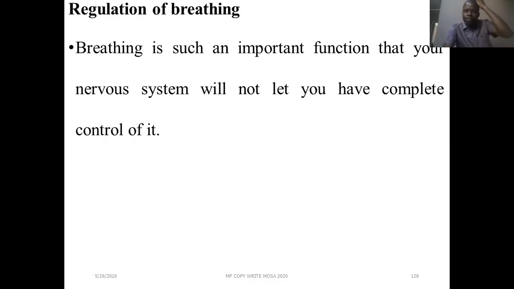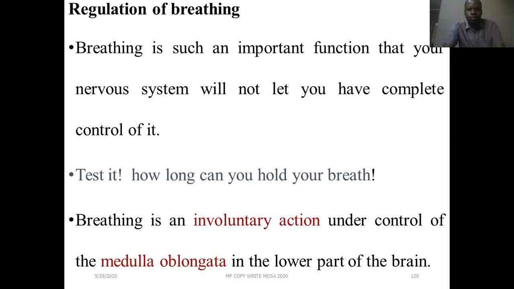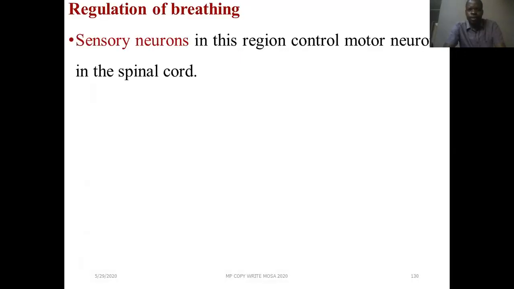Regulation of breathing. Breathing is such an important function that your nervous system will not let you have complete control of it. So in other words, we are saying it is under involuntary control. So breathing is an involuntary action, like I've said, under control of the medulla oblongata in the lower part of the brain. Sensory neurons in this region control motor neurons in the spinal cord.